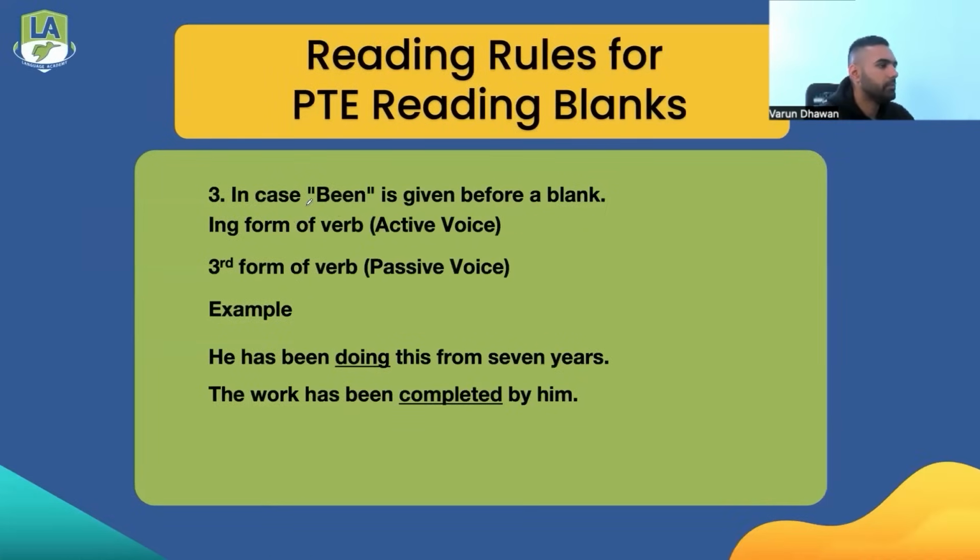In case been is given before a blank, means if you have a blank after been, in active voice, ing form of verb. In passive voice, third form of verb. Remember this thing. He has been. This is active or passive? Active because we have the person in the beginning. He has, active voice, use ing form. He has been dash this from 7 years. He has been doing this from 7 years.